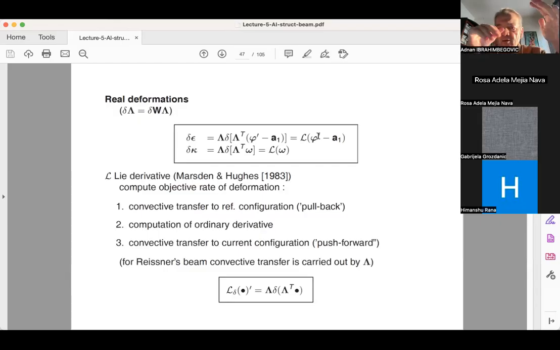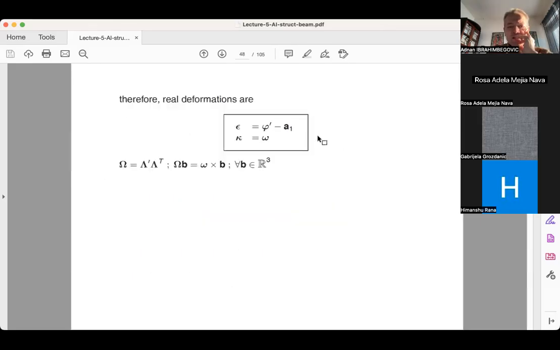But this has been obtained by having the idea of Reissner that you express the virtual work first, and then understanding how you handle large rotation, how you handle the objective way of computing the rates with this so-called Lie derivative. We have a pullback, the variation, then the push forward. All these ingredients entered into this to get the final result. So when all is said and done, the conclusion is that the strain measures for the finite deformation beam will be epsilon equal to phi prime minus A1, and kappa is equal to omega. So now I have everything.